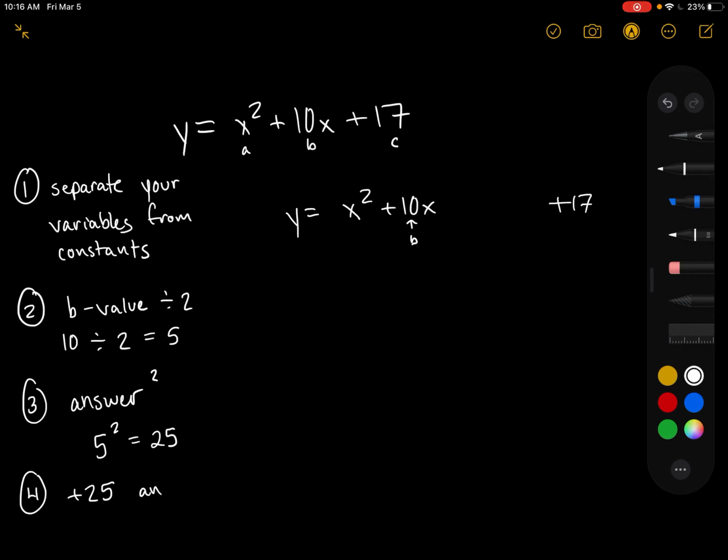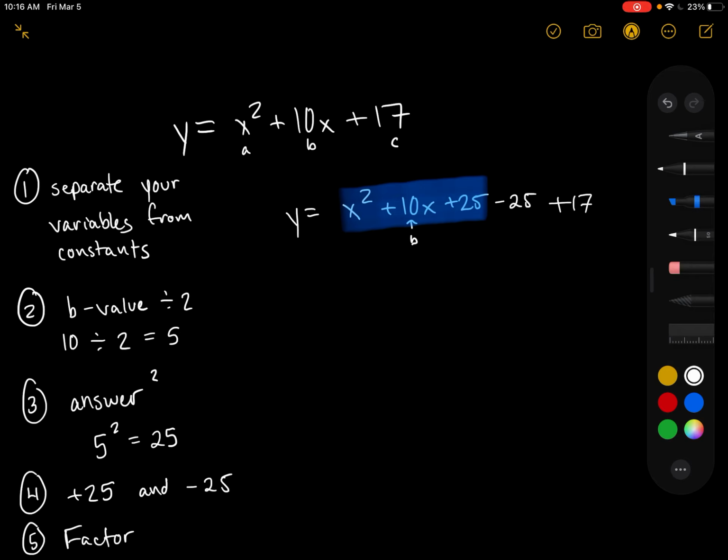And then fourth, we are going to both add and subtract 25. And if you look, okay, we added 25 here and we subtracted 25. It doesn't change the equation. It means we're adding 0. 25 minus 25 is 0. It cancels out. So it stays exactly the same. But what this allows us to do is to use the box method.